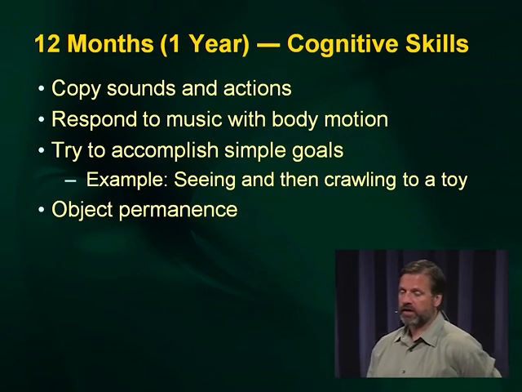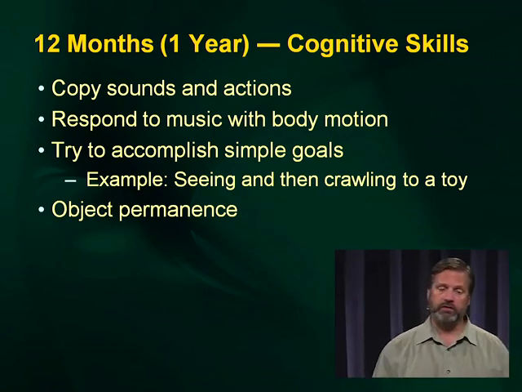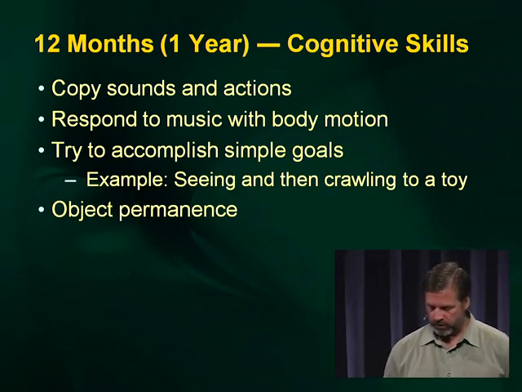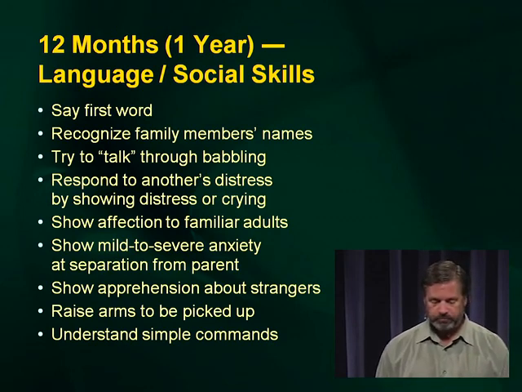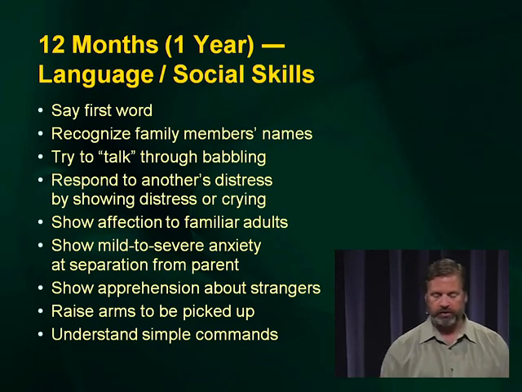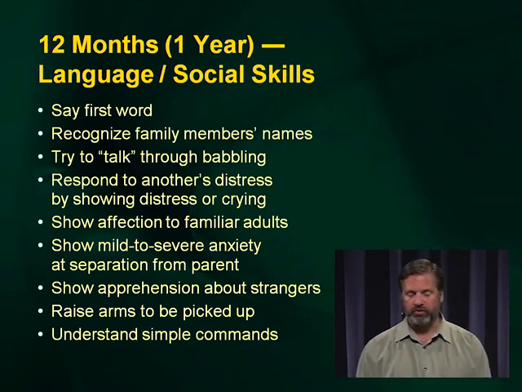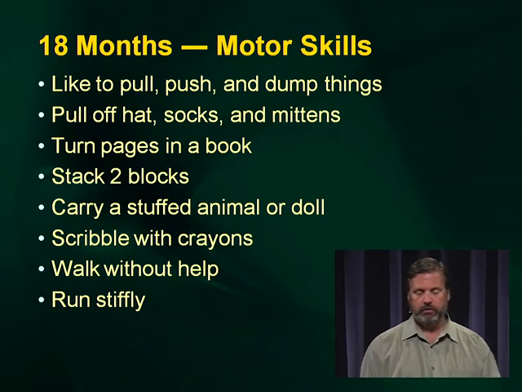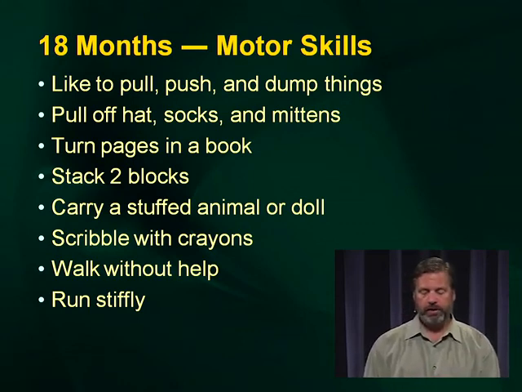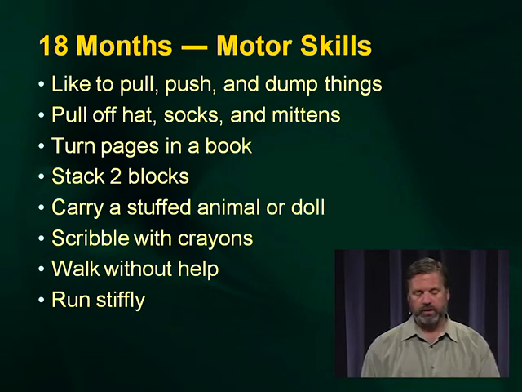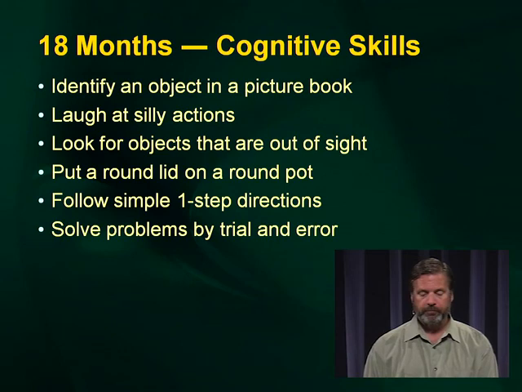But by 12 months, they have object permanence. So if you take something like that and you hide it, they'll actually look for it. Language skills, they're saying their first words at 12 months. They're able to raise their arms to be picked up and follow very simple commands. Sort of 18 months now, we're going from 12 to 18 months, a big jump. They can stack 2 blocks. They can walk without help. At this point, they're walking on their own.